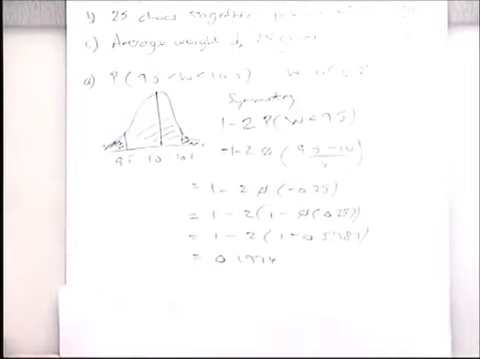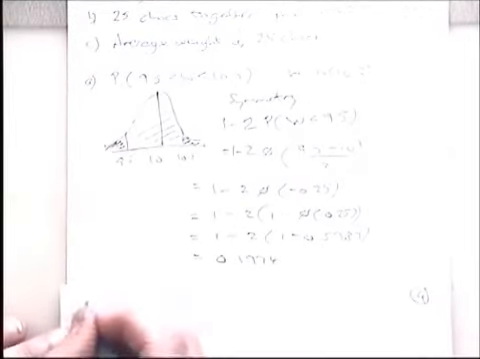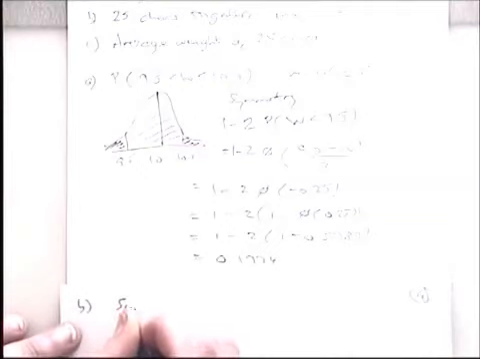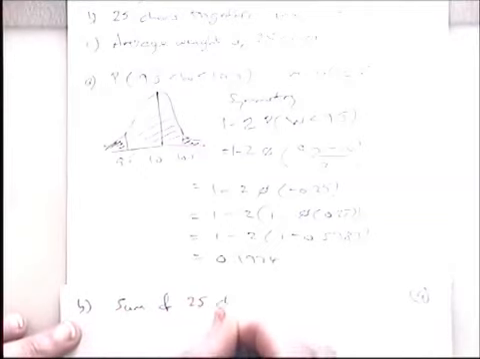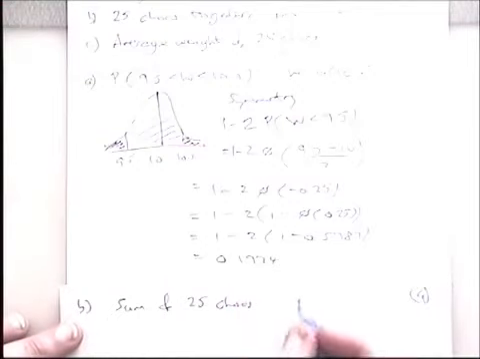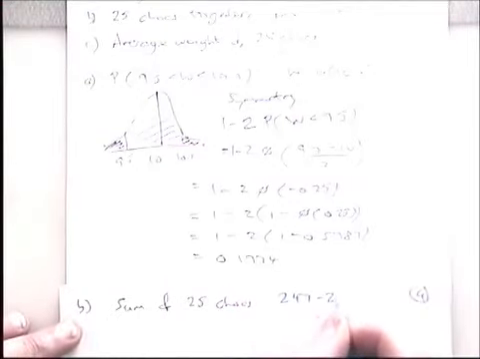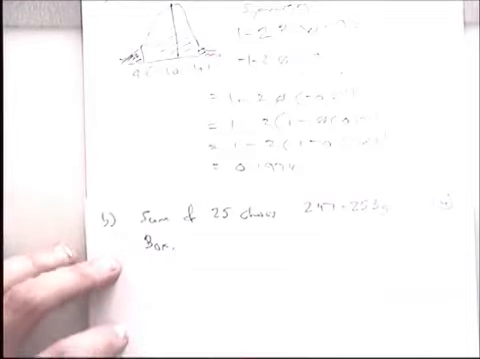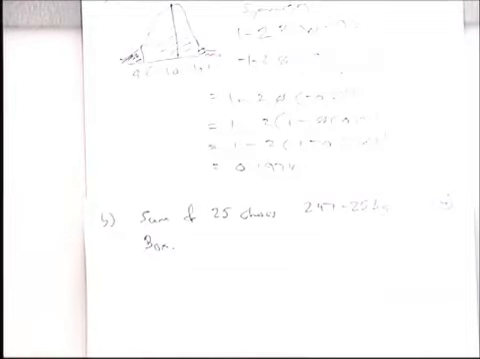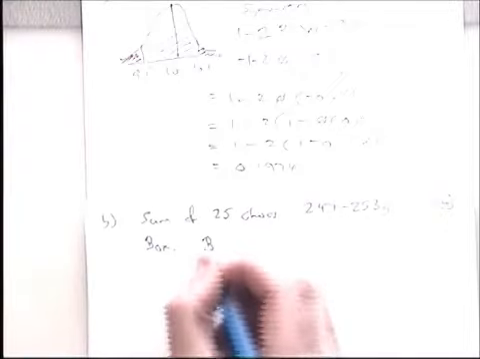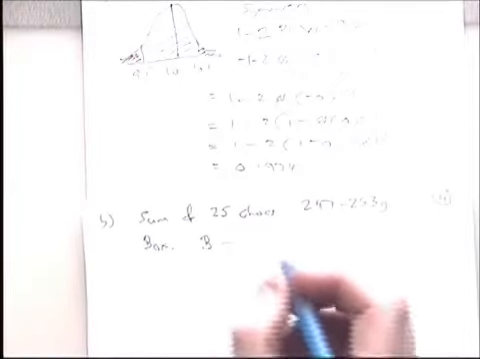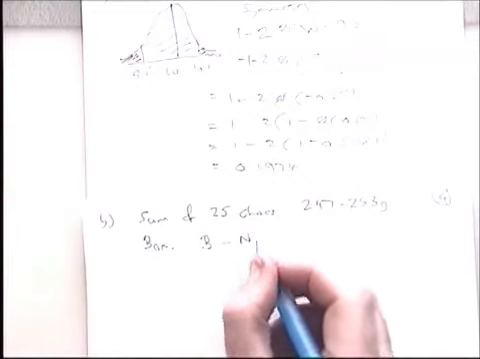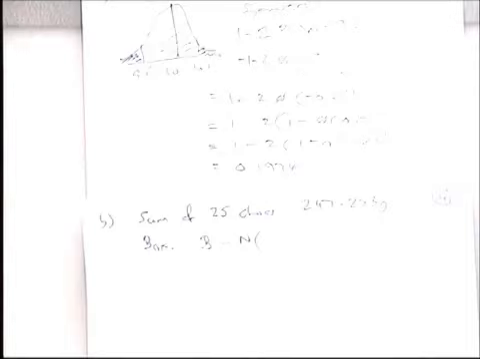Right, next then, on to part B. Part B was looking at the sum of the weights of 25 chocolates being between 247 and 253 grams, and these are making a box. So if we let B stand for these weights, B for box, what will the distribution of B be? From what we did earlier.